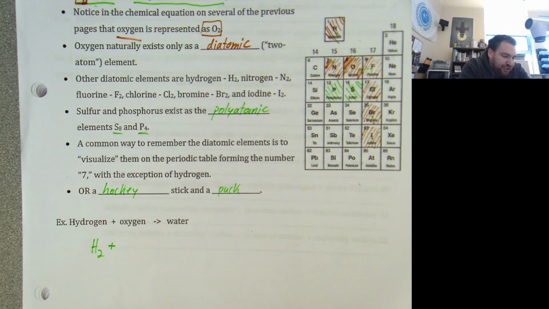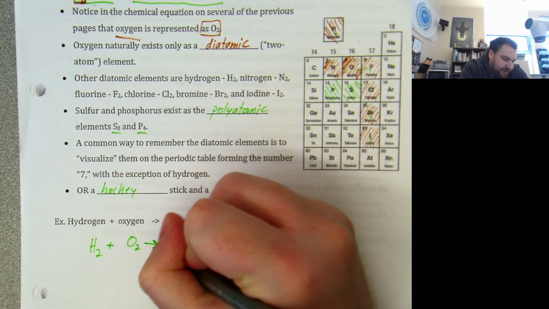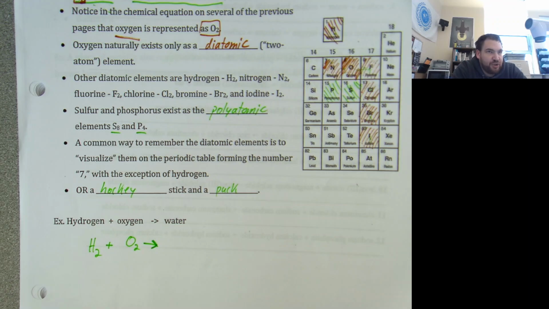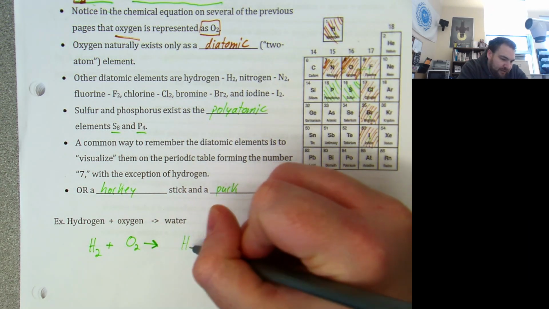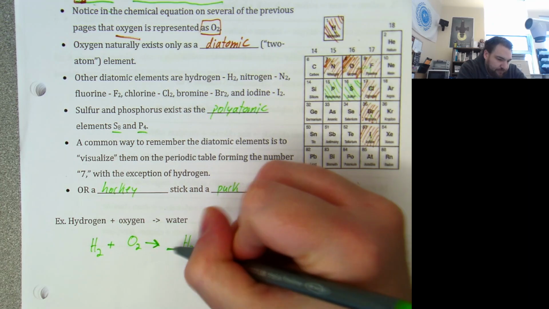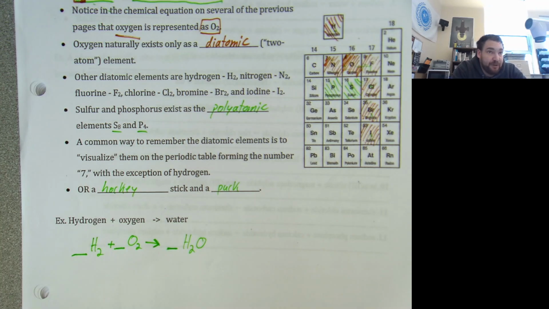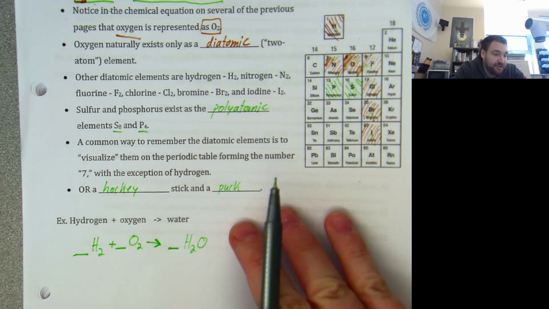So hydrogen is H2, oxygen is O2. Oxygen is one of these diatomics, and they're going to produce water. Well, that's one of those common names. I expect you all to know what water is. You've been familiar with water your whole life. Water is H2O. And then you need to make sure that when you're building your skeleton equation, you leave space for the balancing of this skeleton equation.